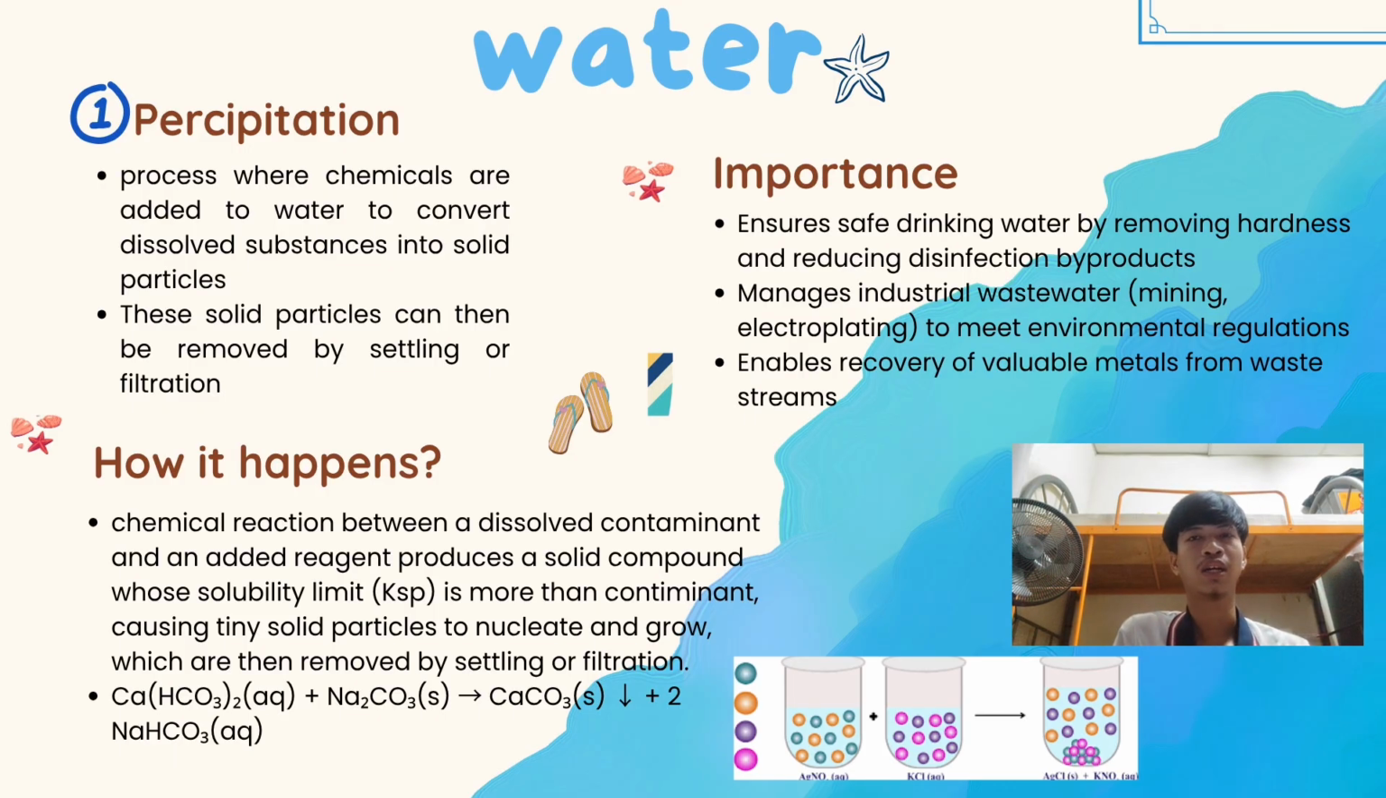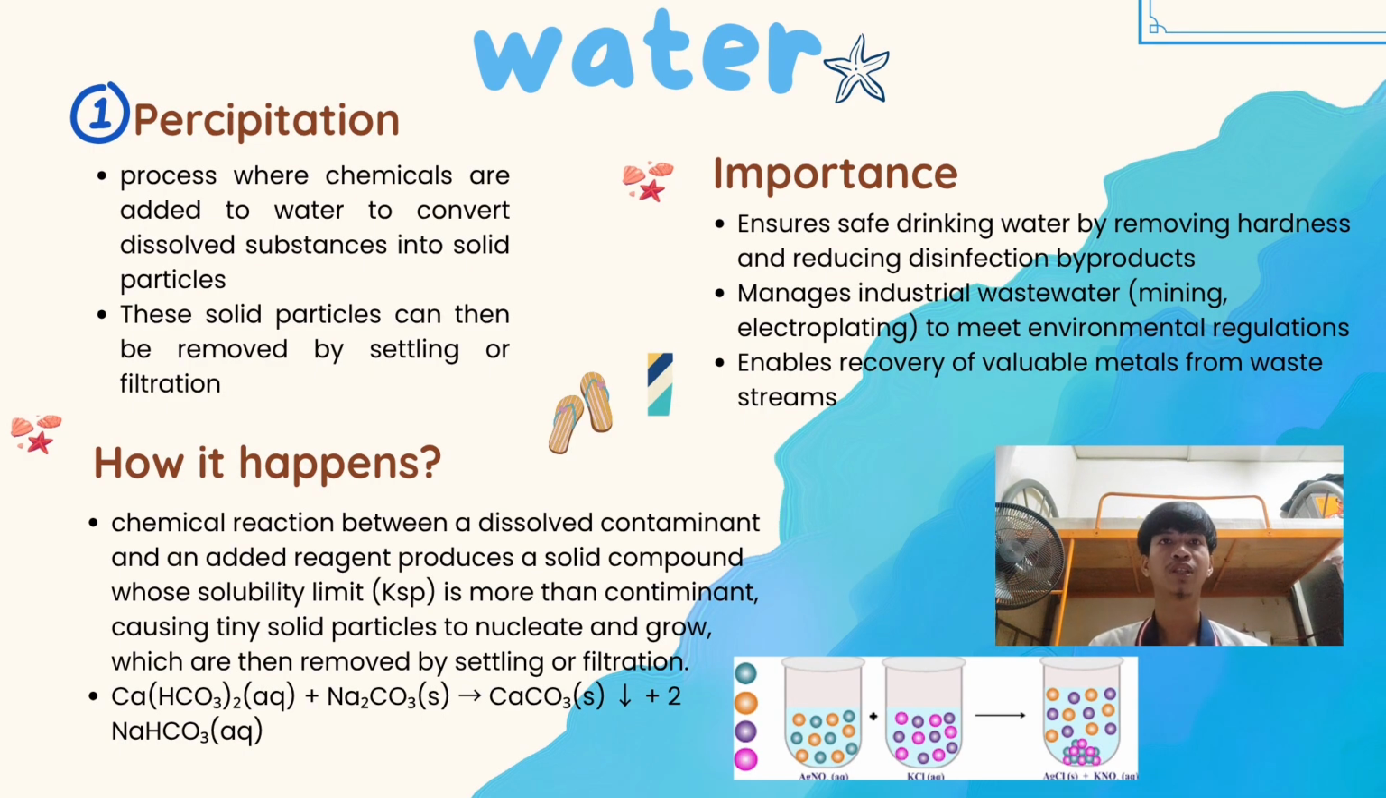Just imagine calcium bicarbonate as our contaminant, plus sodium carbonate, which is our reagent. When these two chemicals react, they will produce an insoluble byproduct, which is calcium carbonate. This calcium carbonate later on can be filtered or settled.